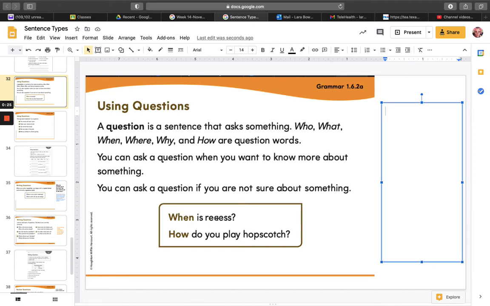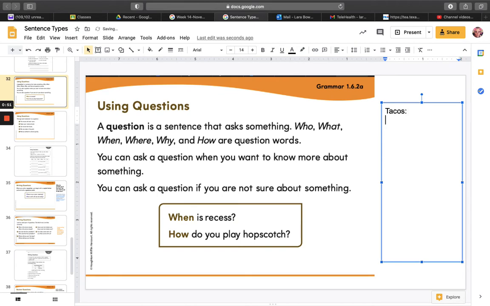When is recess? That's a question we ask a lot. How do you play hopscotch? And remember that questions begin with capitals at the beginning and end with a question mark as our punctuation. So I might give you a topic, and my topic is going to be tacos.